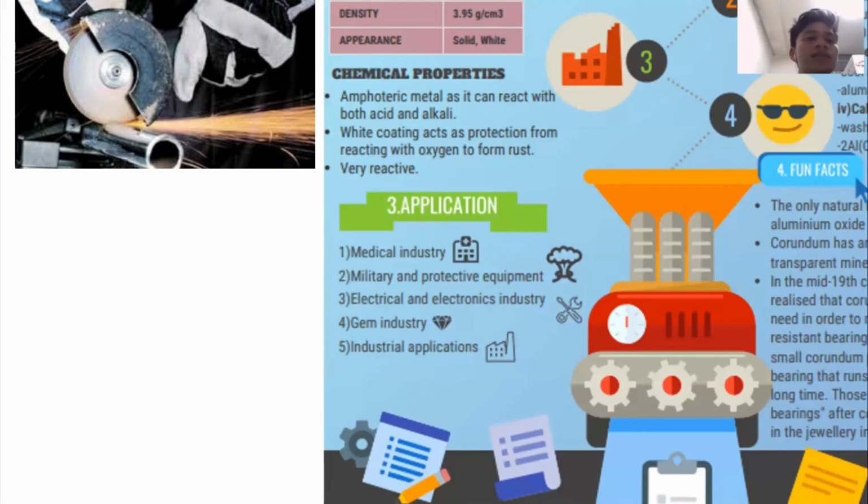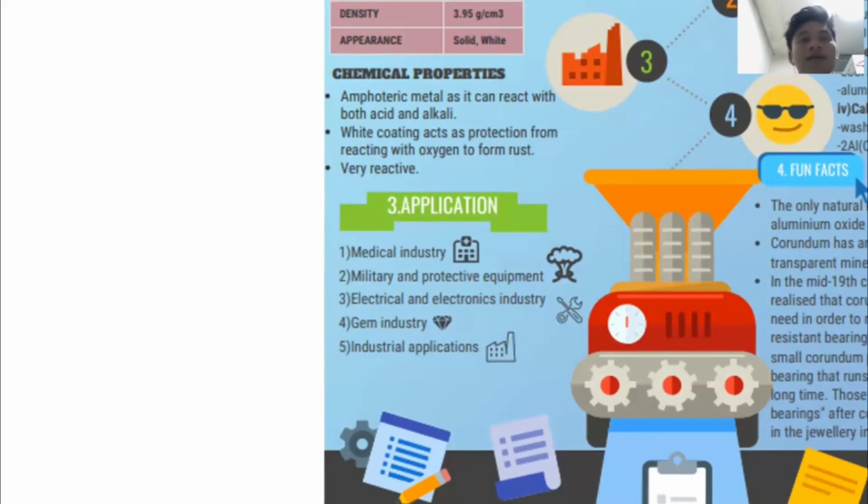In addition, aluminum oxide is used as well for the production of piping components such as elbows, tees, and valves. Other applications include the production of various machining tools, cutting tools, and buffer plates. So that's all for the applications of aluminum oxide.